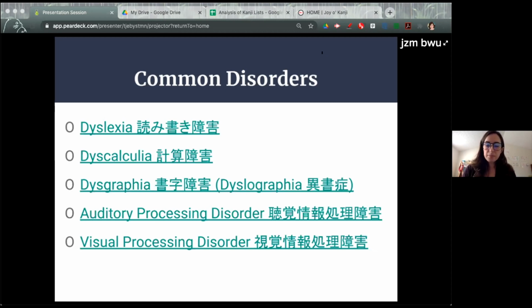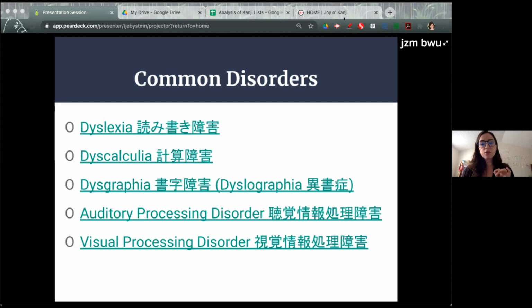Dysgraphia and dyslographia. So dysgraphia is what you're going to see on an IEP for an American school. Dyslographia, we'll get into that a little bit later on. Dyslographia is specific to logographic writing systems like Japanese and Chinese. So we'll get into that. It's a problem with the writing systems.